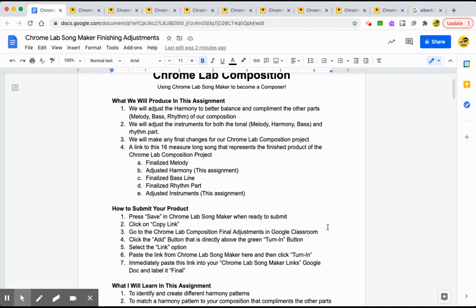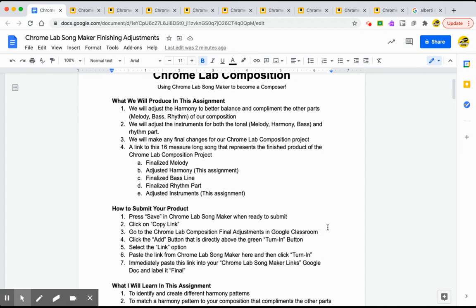We will make any final changes to our Chrome Lab composition product because you may find that once you've made some adjustments in this specific assignment, you may want to make some tweaks to your melody or perhaps to the style of bass line that you're using or perhaps to the style of percussion part that you're using. And you can do that as a part of this project, but it is not necessarily required if you like the final result.